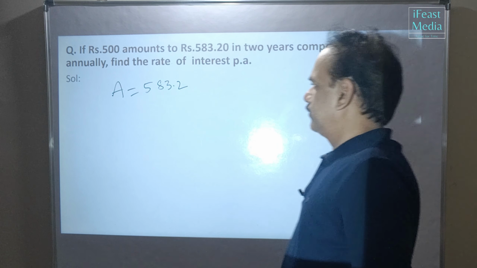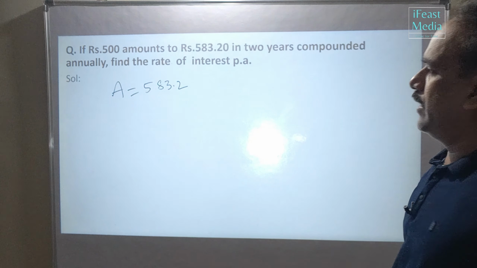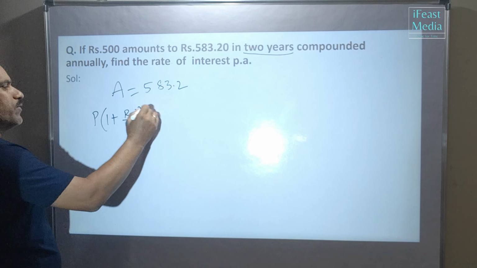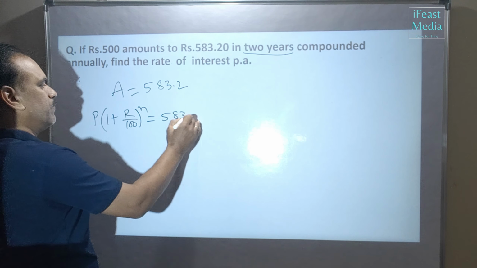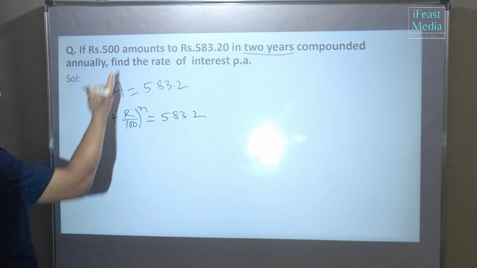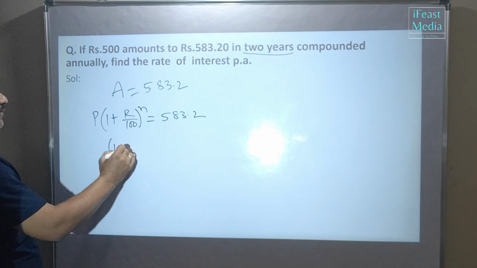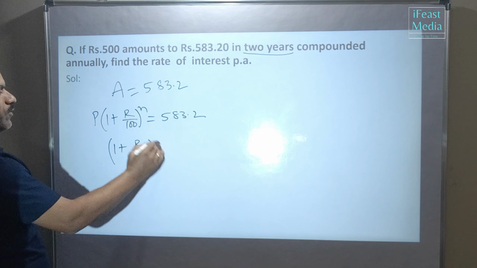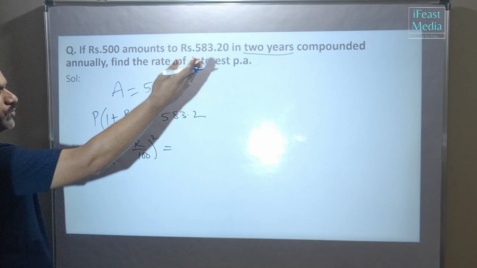Now, if rupees 500 amounts to 583.2 in 2 years, so amount is 583.2 and principal is 500 in 2 years. So n equal to 2 years, compounded annually. Find the rate of interest. So this is a direct one. It is P into 1 plus R by 100 whole power n, the amount formula. It is 583.2 and P is 500. So you can write this as 1 plus R by 100 whole power 2 because n is 2 years.